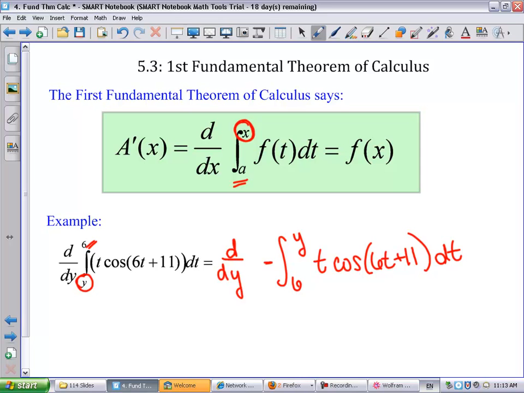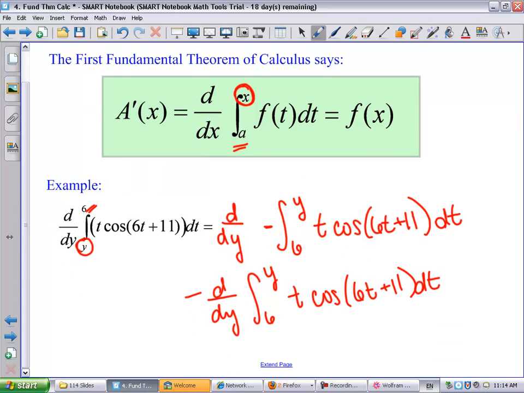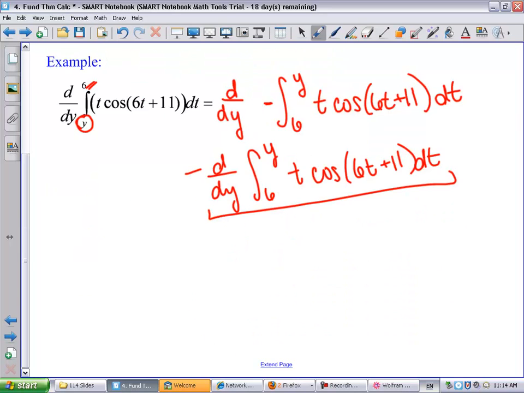And then if you're taking the derivative of a negative something, you can just pull that negative sign out front of the derivative. So now we have the derivative of the integral from 6 to y of t cosine of 6t plus 11 dt. Now we can use the theorem right here, and we get, just replacing the t's with y's, y cosine of 6y plus 11. Does that make sense?